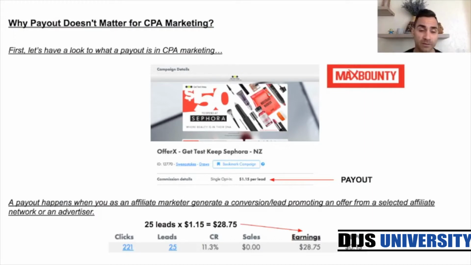So 25 leads multiplied by $1.15 is $28.75. So you actually made $28.75. So the payout is $1.15 per lead. Hopefully that explains what payout is, so it's going to be easier for the next slide, where we're going to look at another example showing you why the payout doesn't matter for CPA marketing. So let's jump to that one.